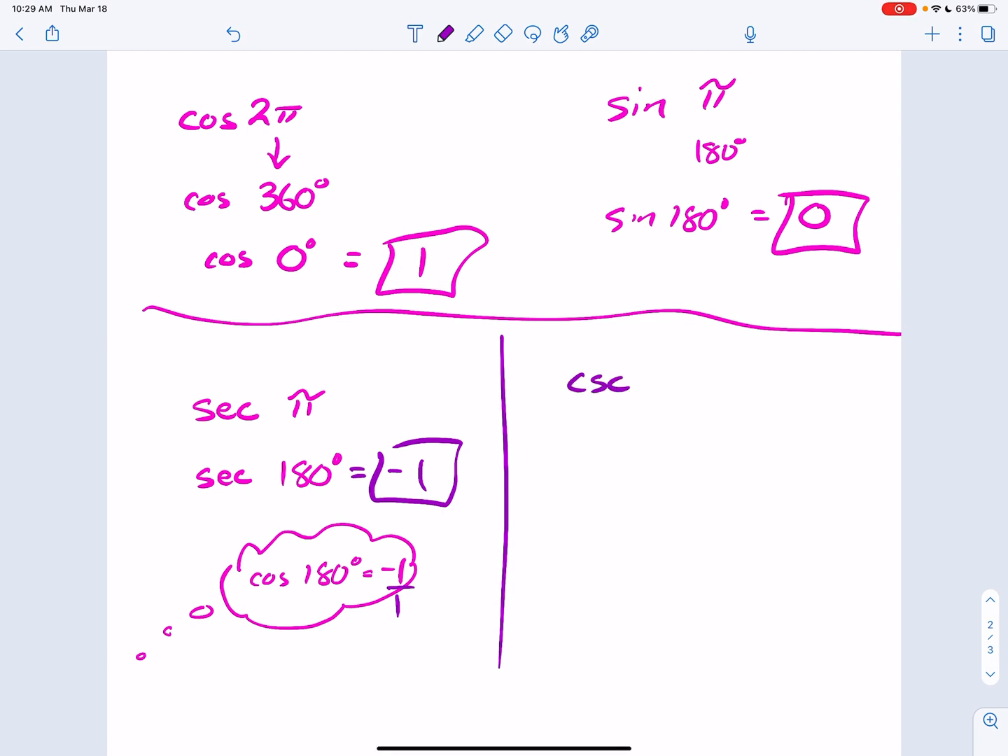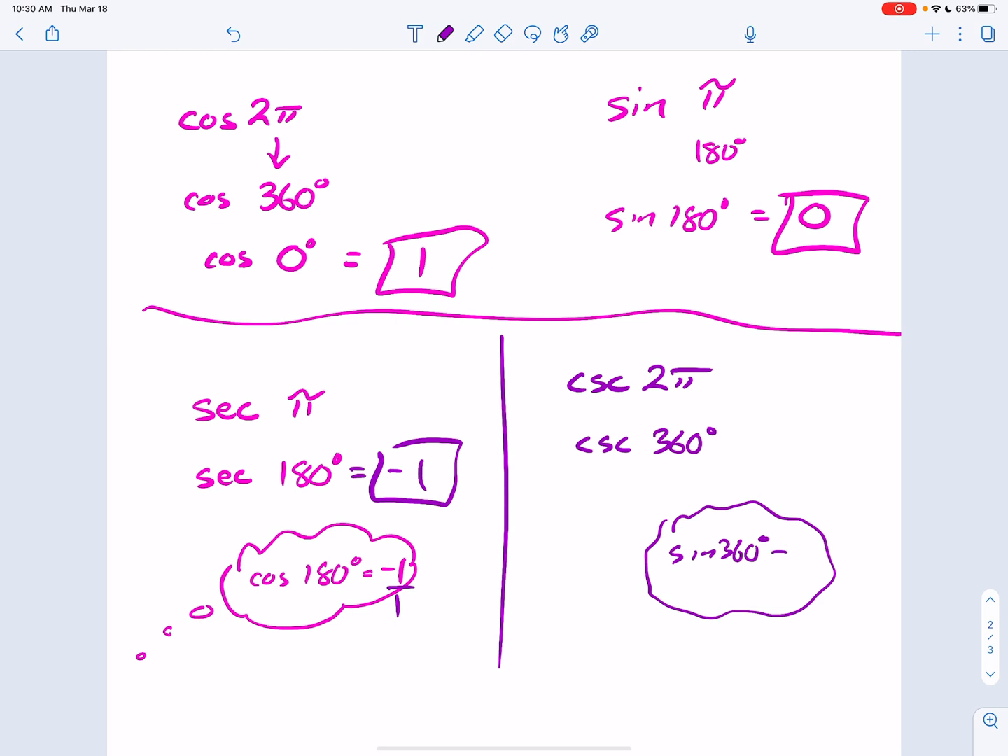Okay, let's try another one. Cosecant of 2 pi. Try that one out. Press play when you're ready. Cosecant of 2 pi is the same thing as 360 degrees, which is the same thing as 0 degrees if you want to change it. But cosecant is the reciprocal of sine. So I know sine of 360 is 0. So the reciprocal of 0, or 0 over 1, is 1 over 0. But when 0 is under, that means that this is undefined.